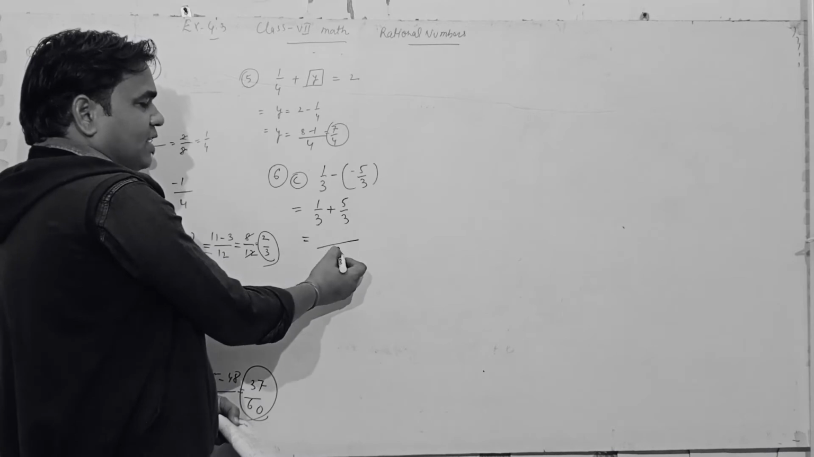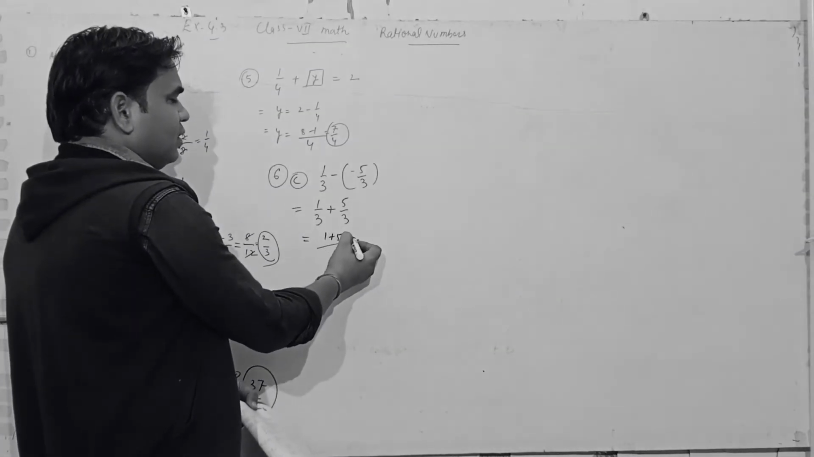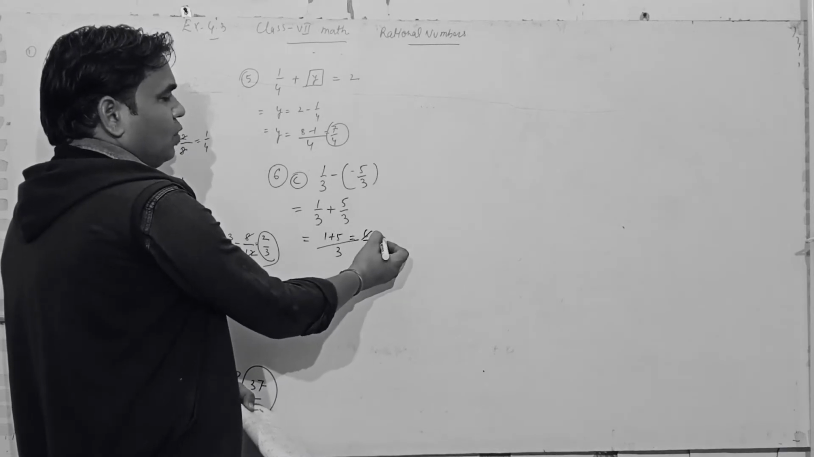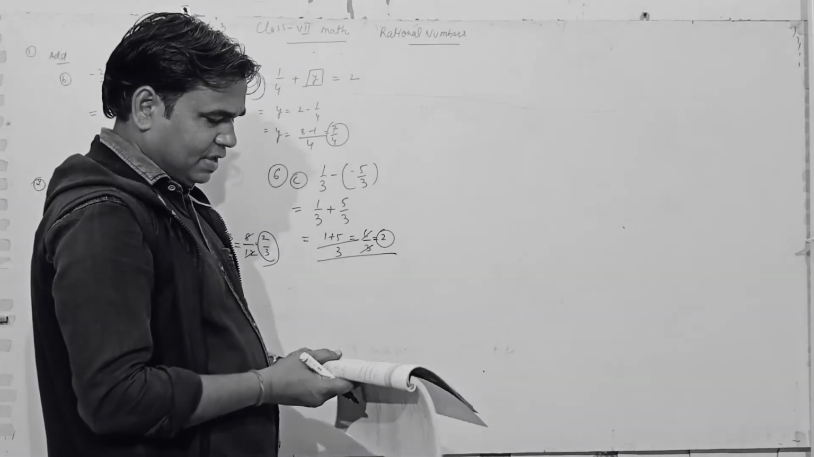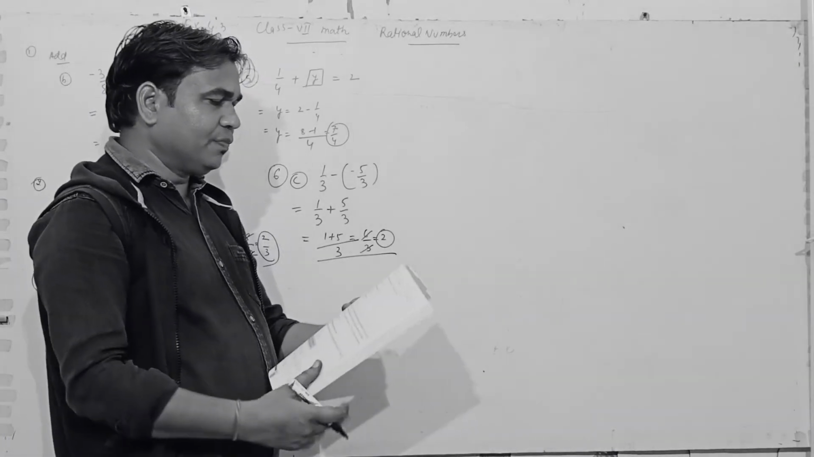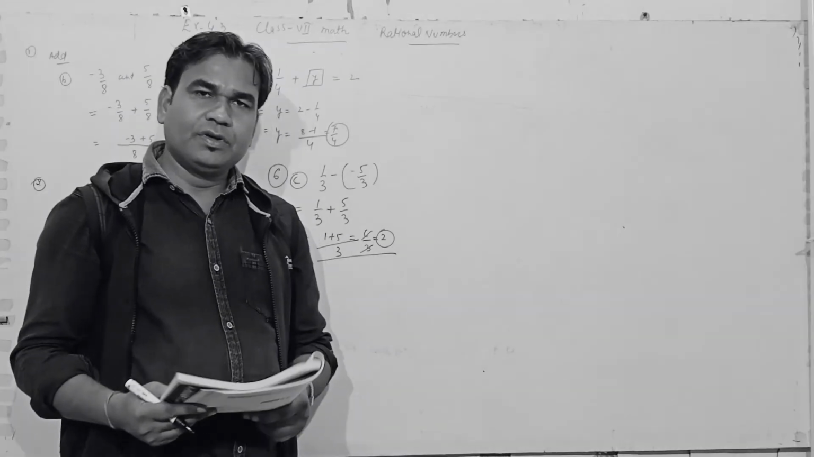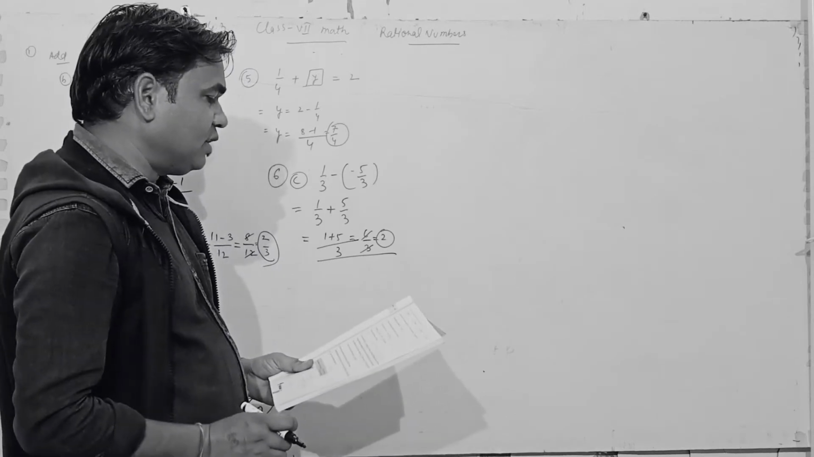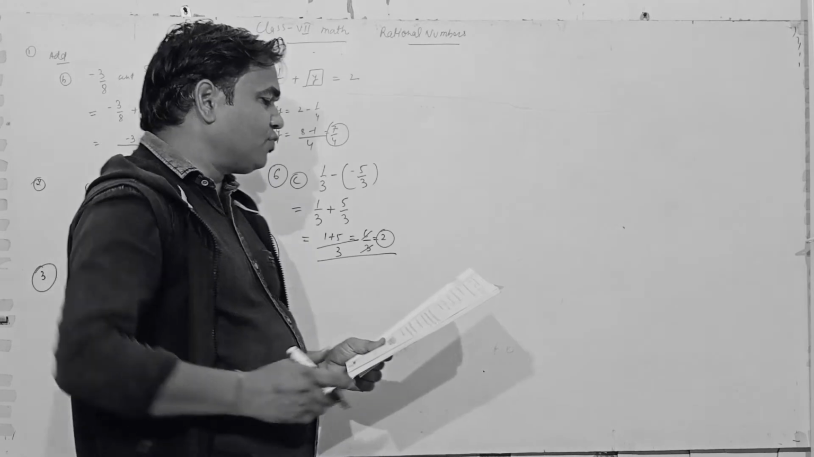We can take the LCM, and then 1 plus 5, so we get 6 over 3. 2 times 3 is 6, so 2 is the answer of C. In the same way you can do it, subtract and express the result in lowest terms. You can do question number 6 yourself, and let me see question number 8 here, students.